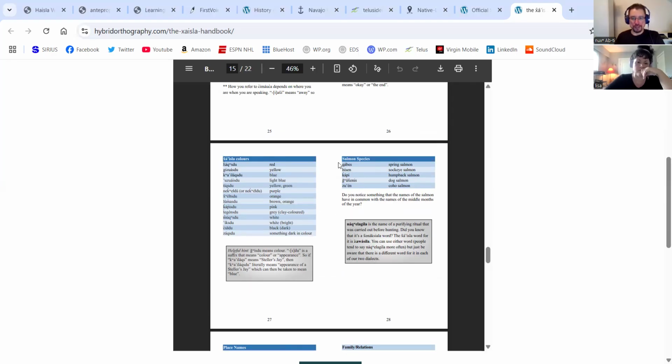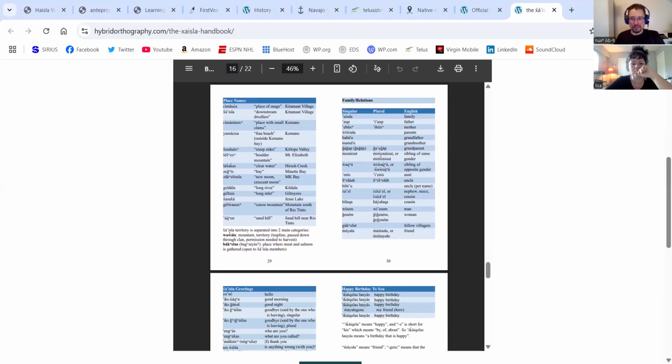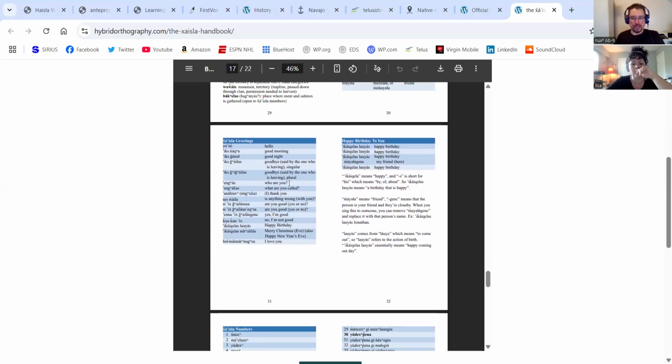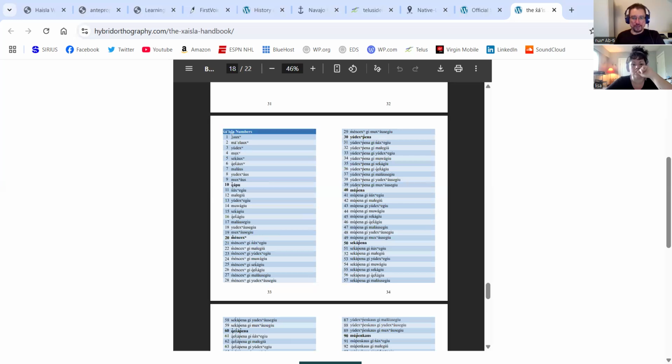I have a list of colors here. I have the different species of salmon listed here, place names, family relations. So like words for mother, father, grandfather, grandmother, things like that. Common greetings you might use or hear. And this is something that's also very unique.